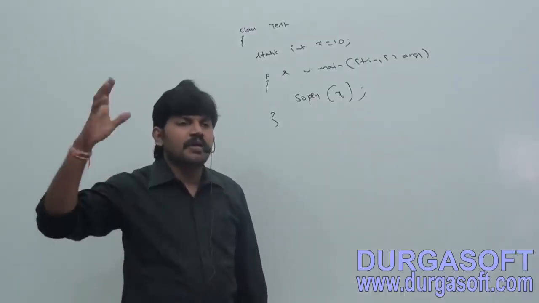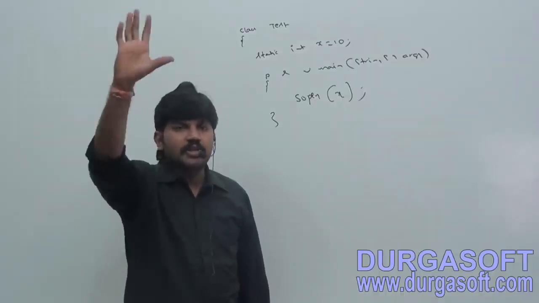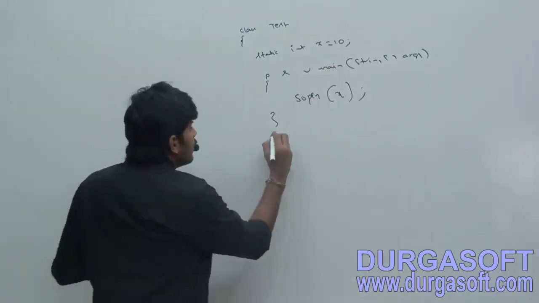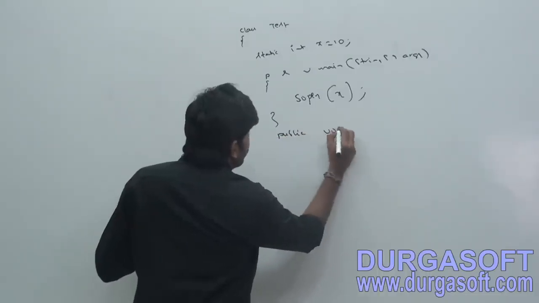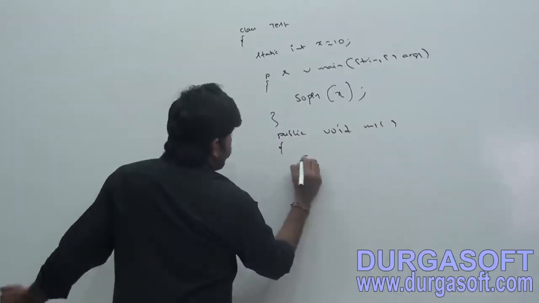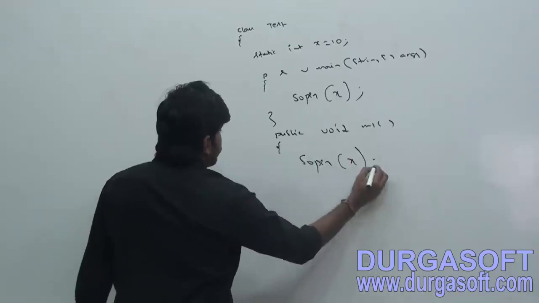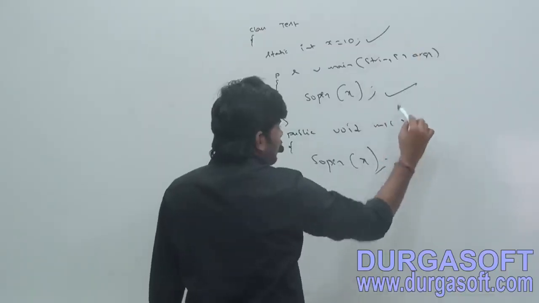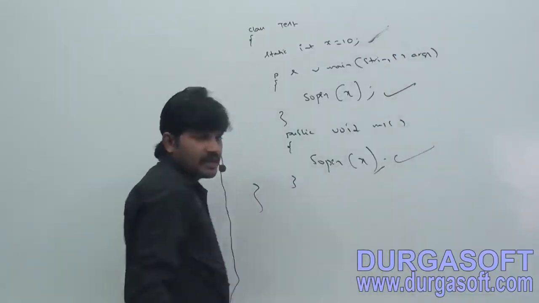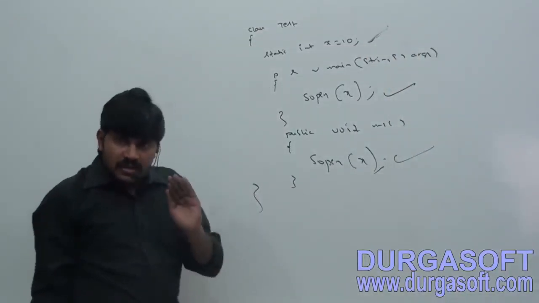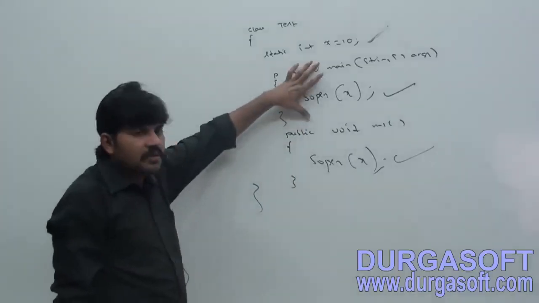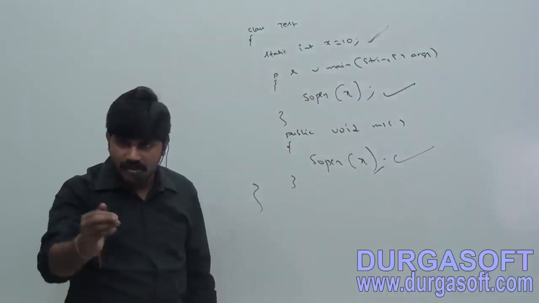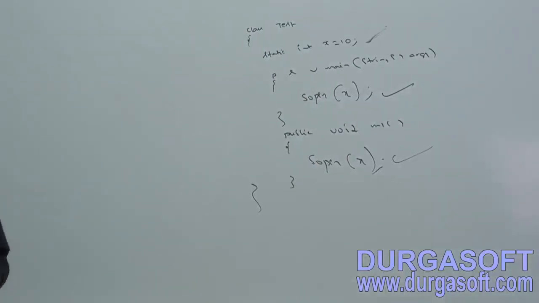We can access it from anywhere, from instance area, from static area, because static variables got created at the beginning only. Now public void m1 method. Within that I am taking SOP of x. Sir, can you tell is it valid or not? This one is valid, this one is valid, no problem at all. We can access static variables directly from static area and from instance area, because static variables got created at the beginning only.